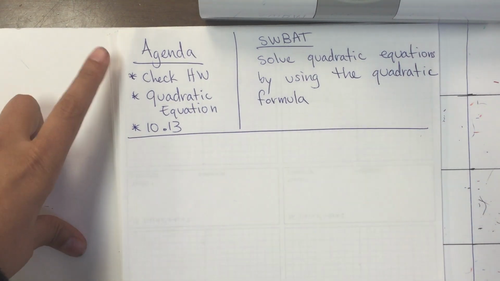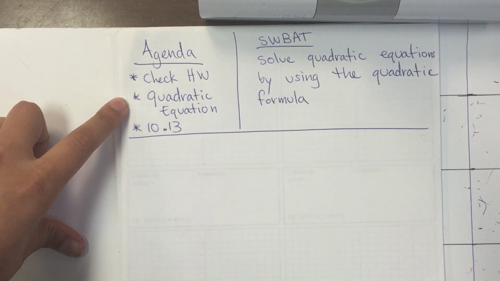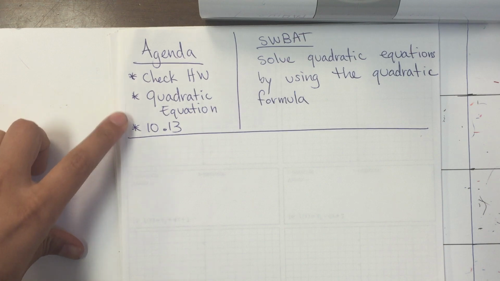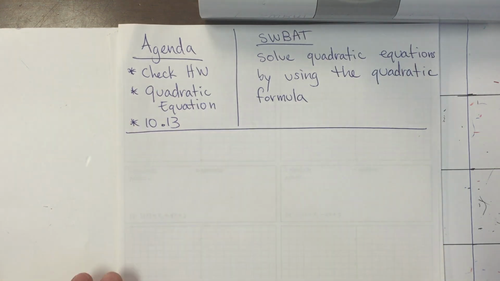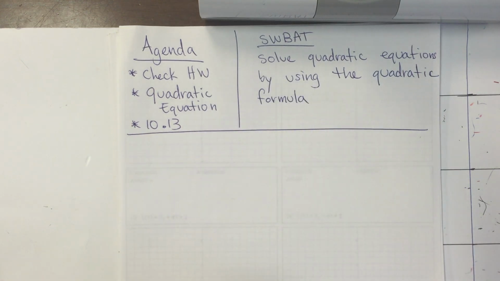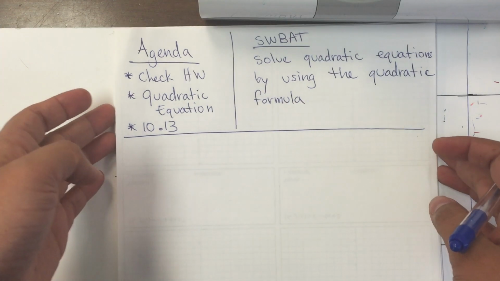Hello students, today's agenda is to check your homework. We're going to go over the quadratic equation, and the assignment for today is 10.13. Today students will be able to solve quadratic equations by using the quadratic formula. And so I'm going to go directly into that.